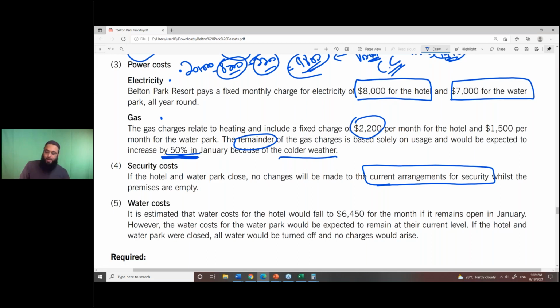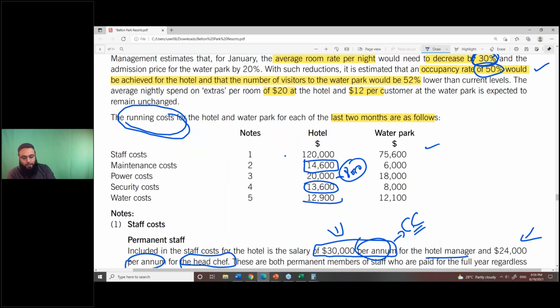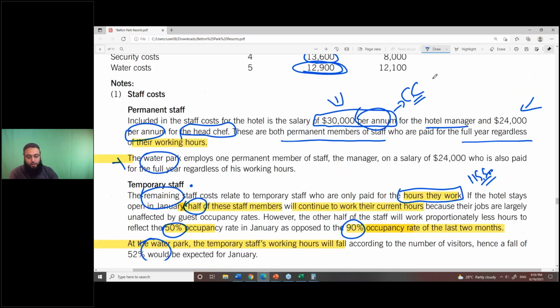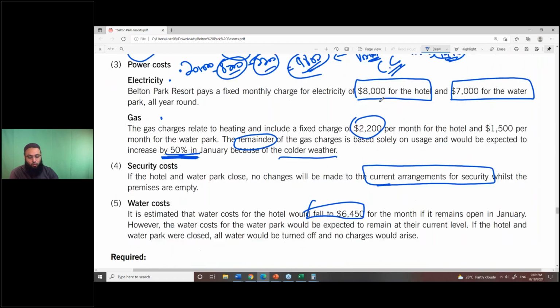Water. It is estimated that water cost for the hotel would fall to 6,450 for the month if it remains open in January. Now, what is basically the water cost right now? It's 12,900. So it says that from 12,900, it will come down to 6,450. Okay, from 12,900 this will come to 6,450, right?